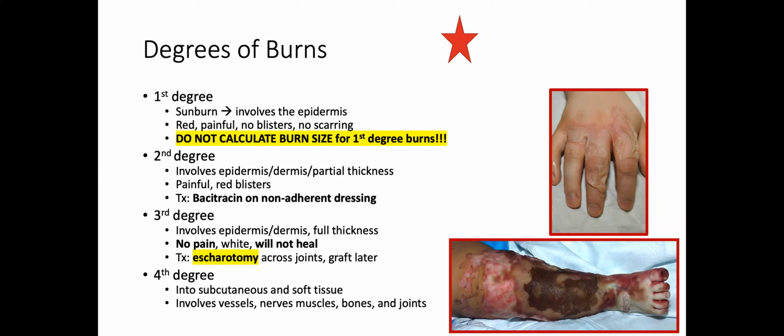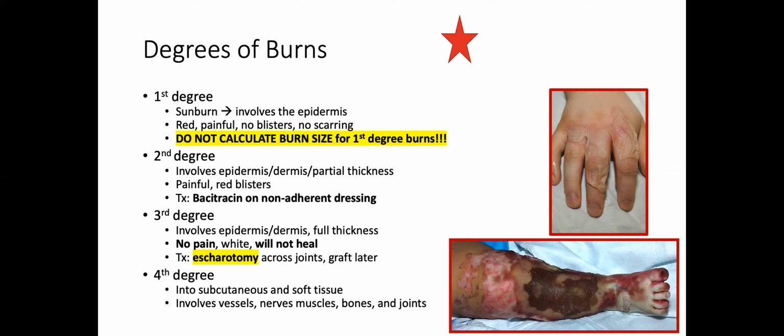Okay, second degree burns involve the epidermis and dermis and are partial thickness burns. They've got painful red blisters. Treatment's going to be bacitracin on a non-adherent dressing. A lot of docs in the past used to use Silvadene cream, but that's not the drug of choice anymore. It's Baci.